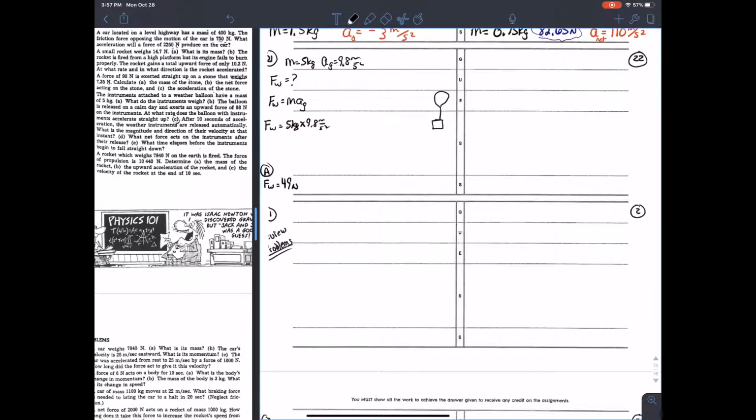So we go to question B. It says the balloon is released on a calm day and exerts an upward force. Okay. So I have 49 newtons acting downwards, and then we have this upward force here, and that's going to be 98 newtons. It's going to be acting upwards on it, and that's the weather balloon that's pulling upwards on the weight of your object. So I'll put that in here. We'll have force upwards. We'll put 98 newtons. So that's part B, 98 newtons.